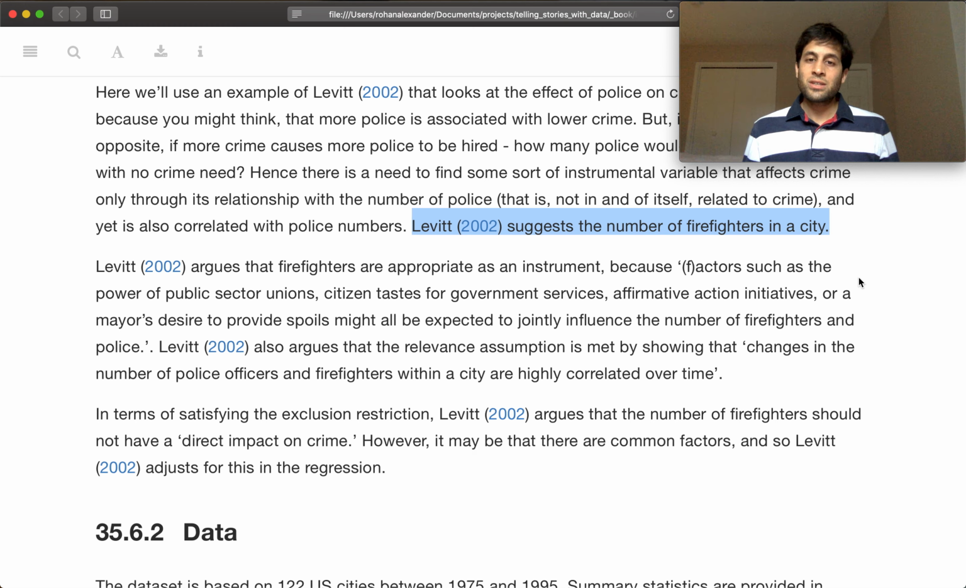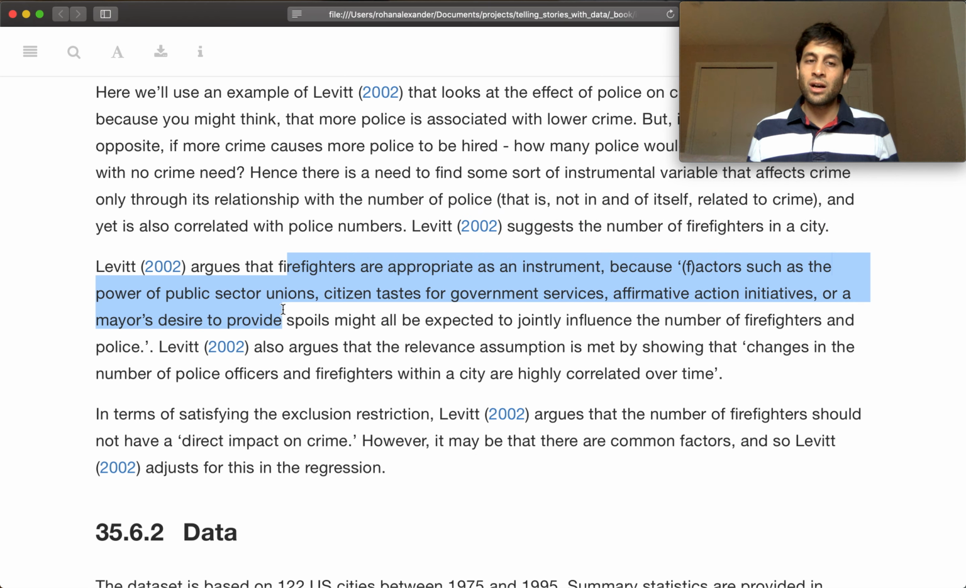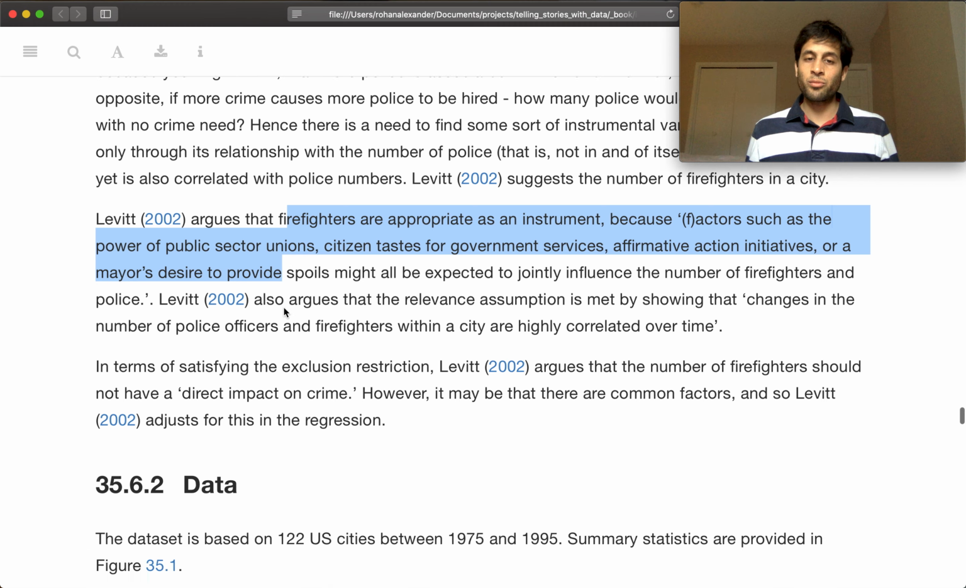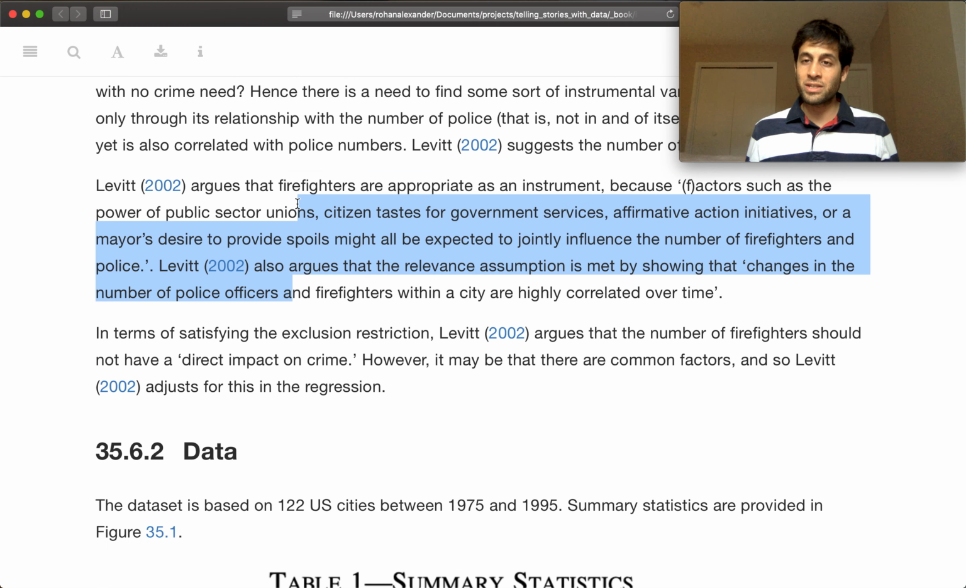And so he argues this because he thinks that they're relevant: cities that have a large number of firefighters are also likely to have a large number of police just because of the types of cities that they are. He also shows some evidence that looks at a regression correlation between the number of police officers and the number of firefighters in the city, and he shows, well, look, they're highly correlated.